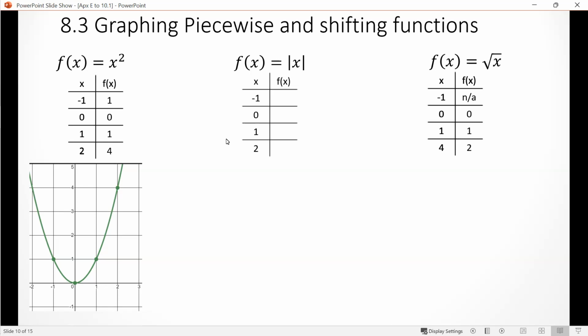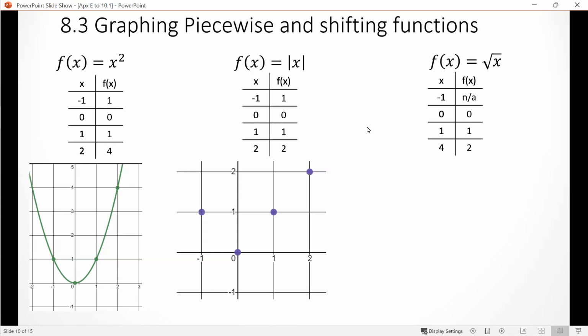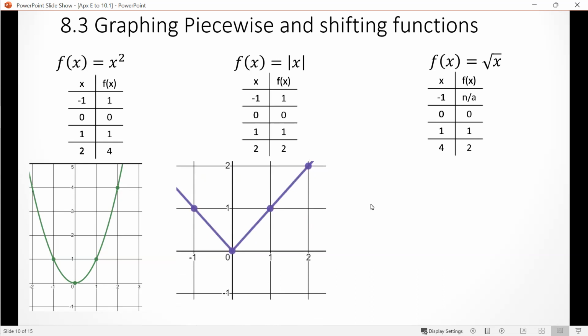For our absolute value function, I use similar reasoning, picking the x values that I want to plug in. I know that the smallest an absolute value can be is also 0, so I included that point here and some points around it. When we plug those values into our function, we get very similar values as our parabola, except notice that they're not being squared. We are just taking the absolute value of them. So when I plot those points, they look like this. And then when we connect them, we get the absolute value function.